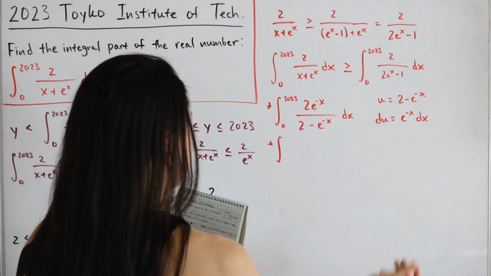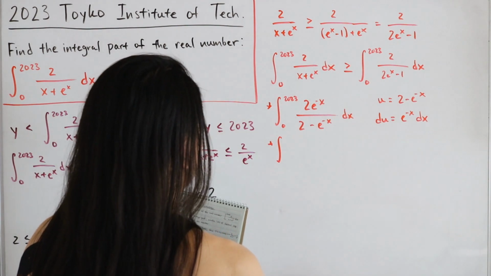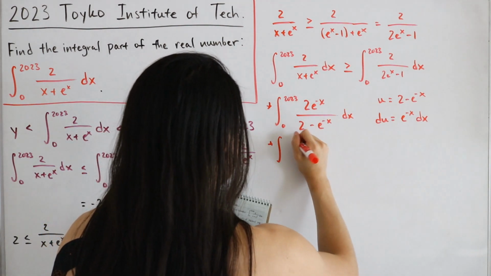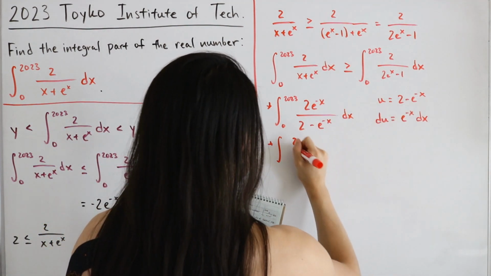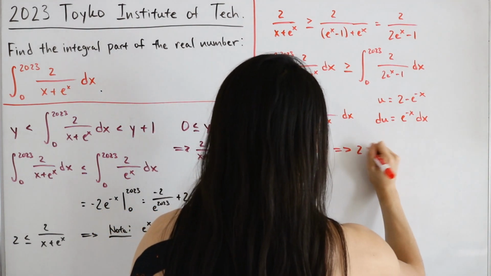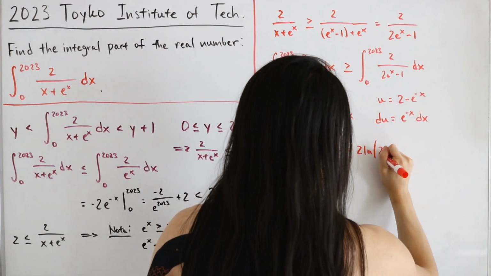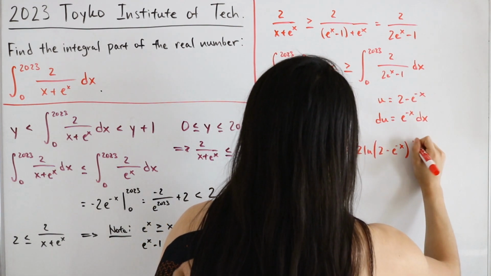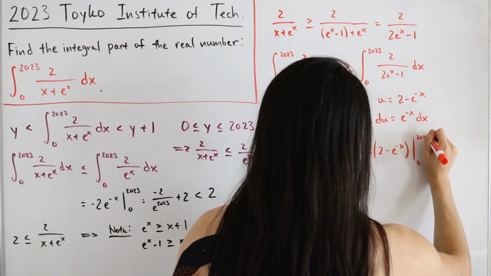I'm not going to change the bounds for this one because I'm just going to substitute the letter back afterwards. So 2 e to the negative x dx is going to be du, and then this is going to be u du. So this will yield us 2 ln of, plugging this back in, 2 minus e to the negative x, and then plug in our bounds from 0 to 2023.